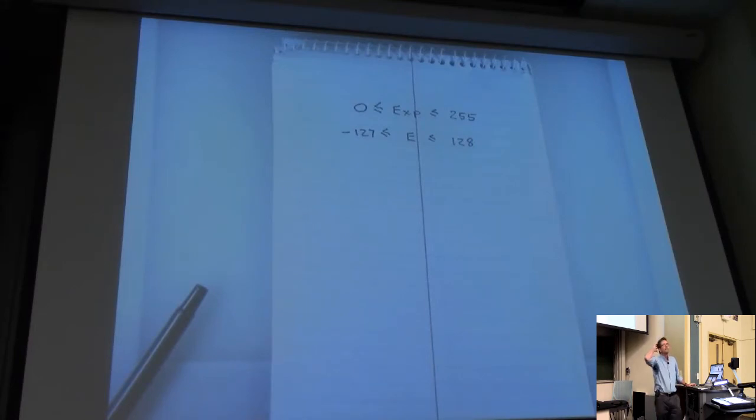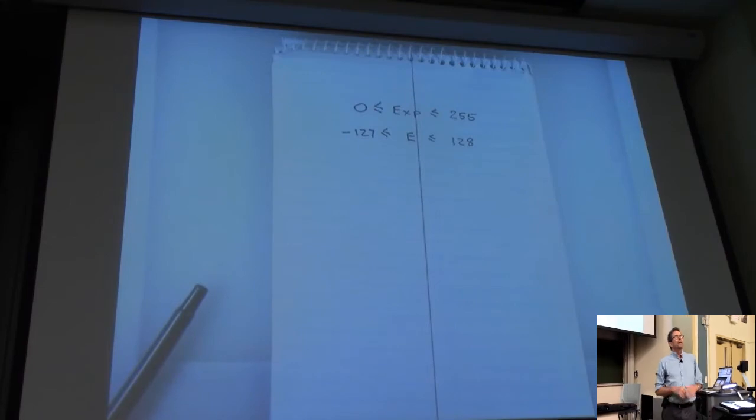Question back here? Yeah. How do you choose the bias? Like, why do you choose the bias to start with 2 to the k-1? Okay, the question is why do you choose the bias to be 2 to the k minus 1 minus 1?